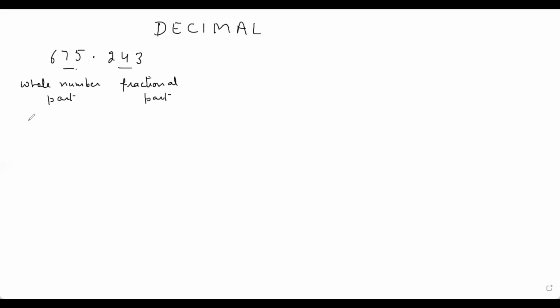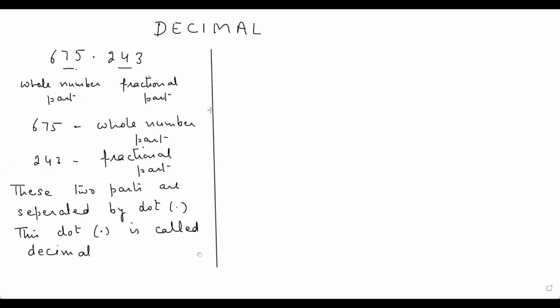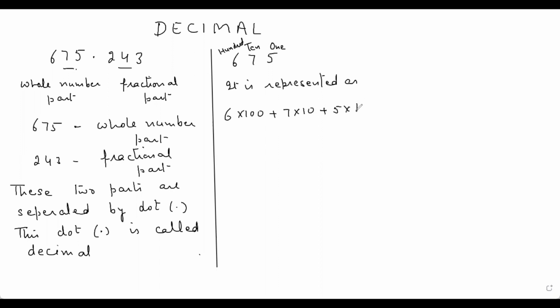So I'll write it here. Now I'm going to explain how whole part is represented. Now this is 675. This is 1. This is 10. This is 100. It is represented as 6 into 100 plus 7 into 10 plus 5 into 1. It means 600 plus 70 plus 5, and that is equal to 675.